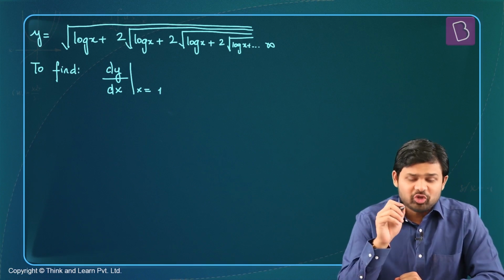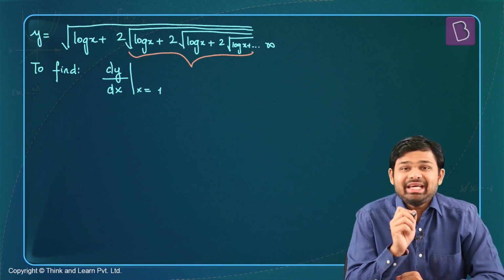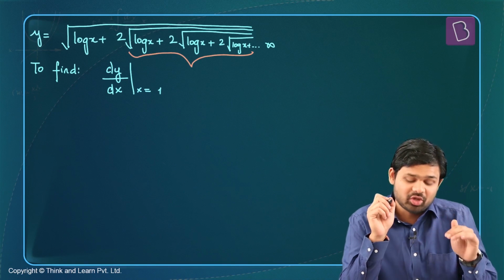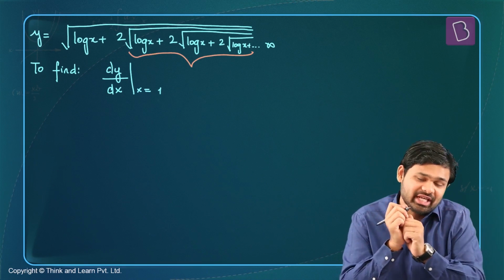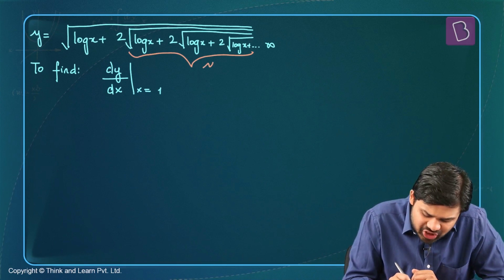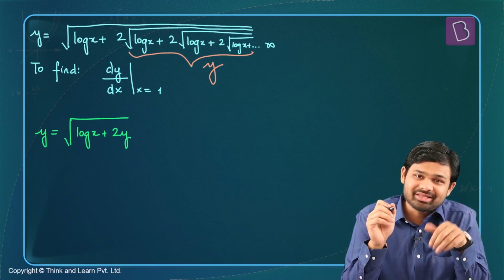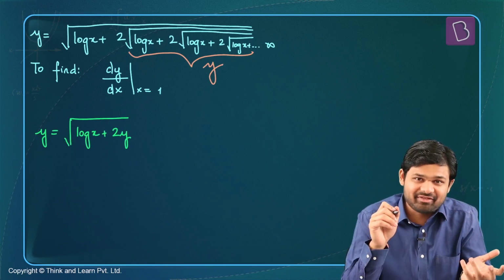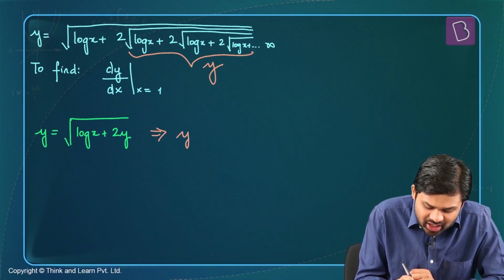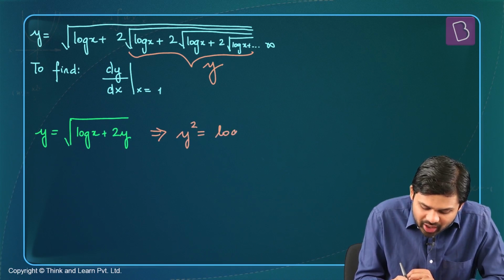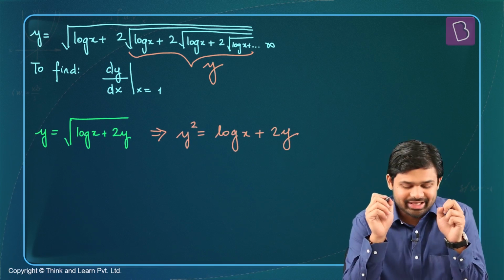So if you see what is inside the under root here, you actually have under root of log x plus 2 times under root of log x plus 2 times under root of log x, and this goes on up to infinity. So in fact, this term is actually y itself. So y is equal to under root of log x plus 2 times y itself. Correct? So this is how you're going to solve this question. Now I will take square on both sides to get y square equal to log x plus 2y.